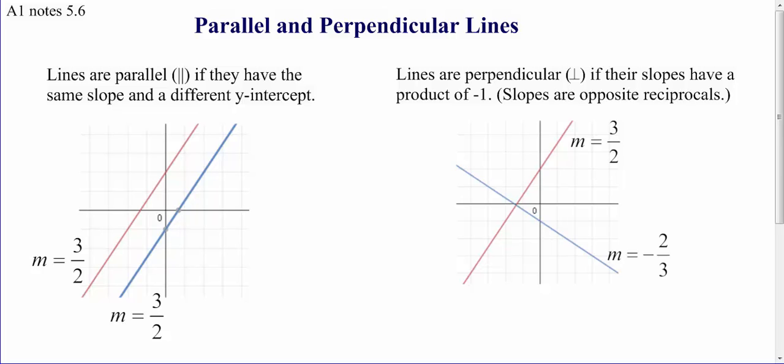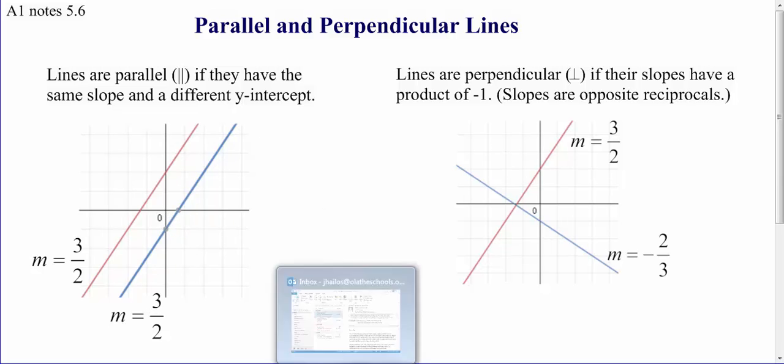Parallel lines. Lines are parallel, and you can see the notation here. It looks like railroad tracks. They have the same slope, but a different y-intercept. The reason the y-intercept has to be different is that if it were the same, you would just have the same exact line. In the example here, both lines have a slope of 3/2, so they're going up 3 and right 2 in both cases, and the y-intercepts are clearly different.